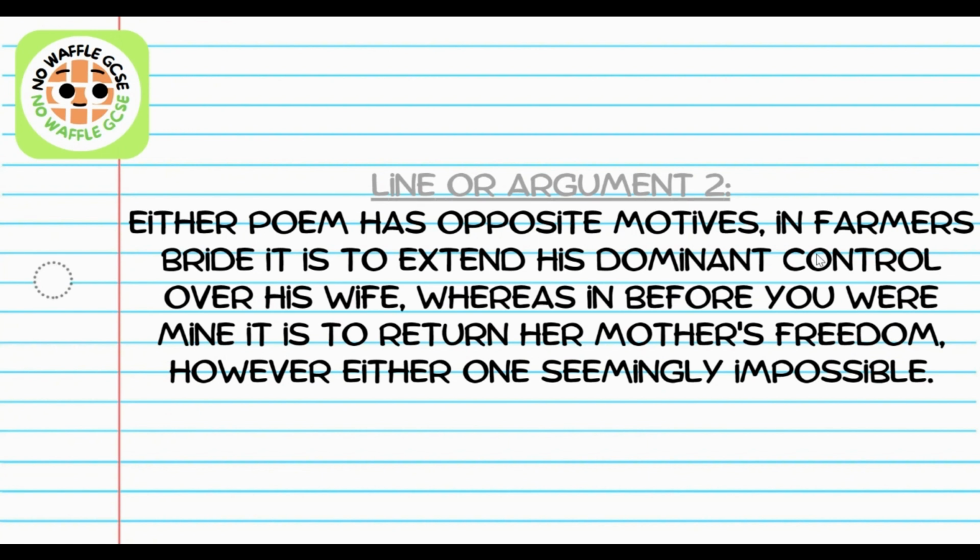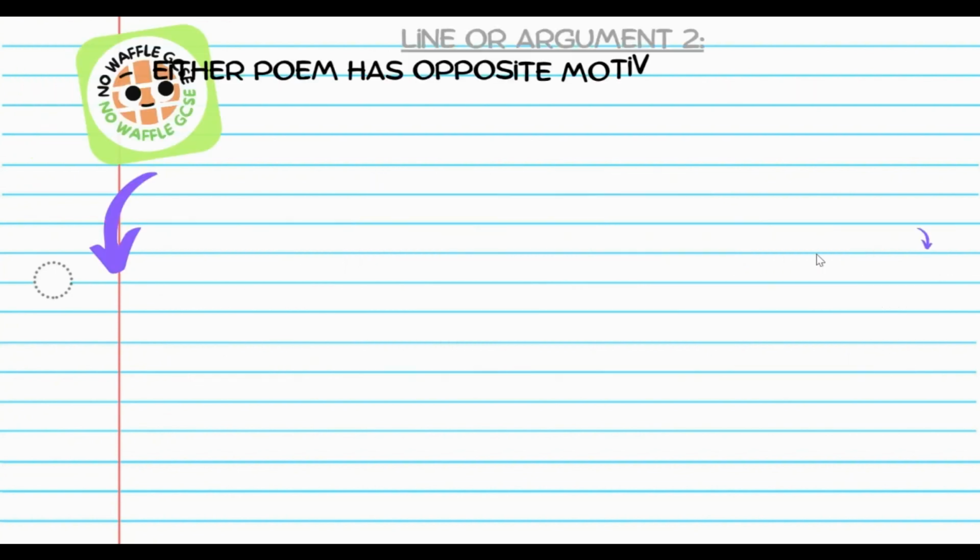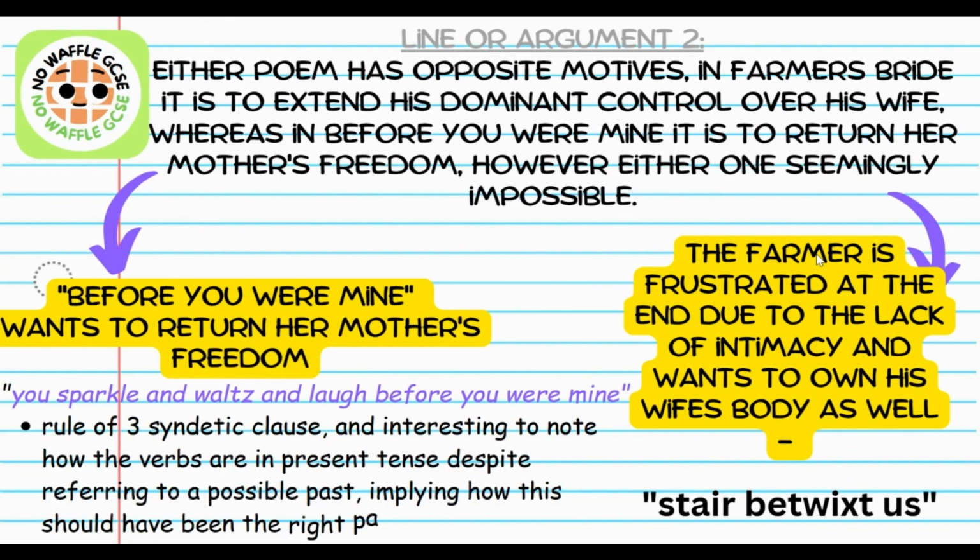Now this one is quite long. Either poem has opposite motives. In The Farmer's Bride, it is to extend his dominant control over his wife, whereas in Before You Were Mine, it is to return her mother's freedom. However, either one is seemingly impossible. So let's look at the 2 subpoints for this.